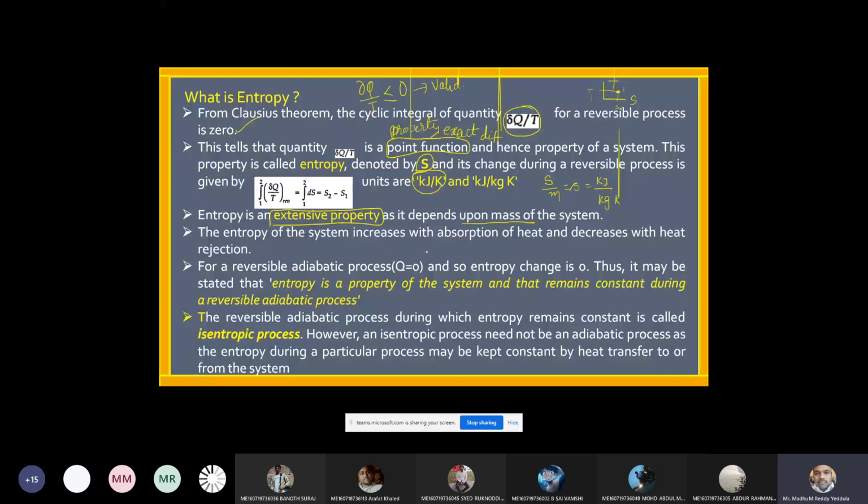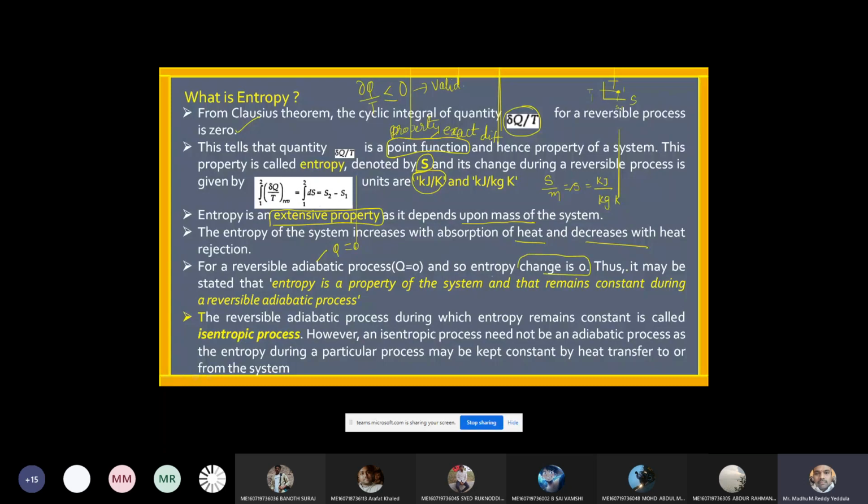The property of the system increases with absorption of heat and decreases with heat rejection, right? If you add heat to the system, the entropy is going to increase. Entropy is nothing but random disorderness. So entropy always increases by adding heat and decreases by rejecting heat. As we know, for an adiabatic process there is no heat interaction, Q equal to 0. If Q is equal to 0, the entropy change is also 0, because dS is equal to dQ by T. So for an adiabatic process, the entropy change is 0.